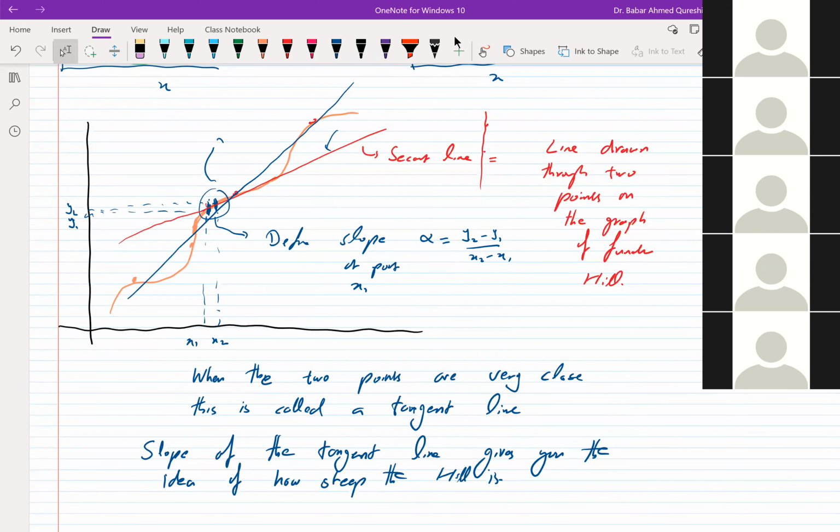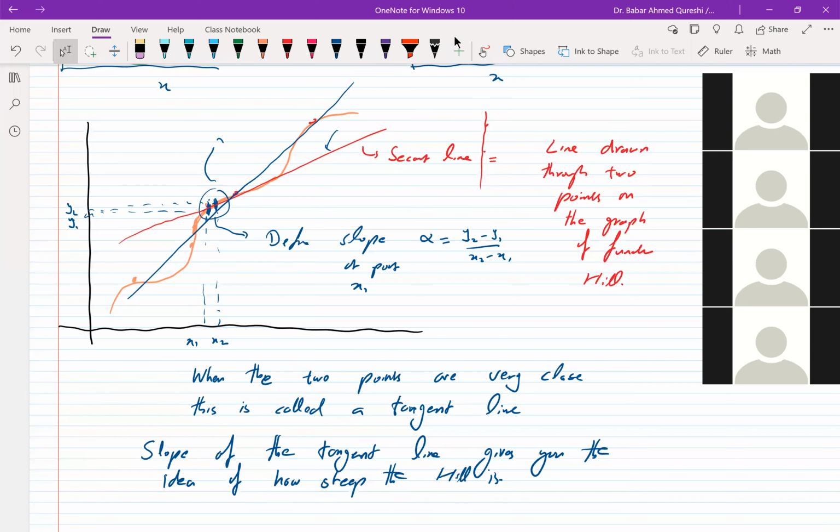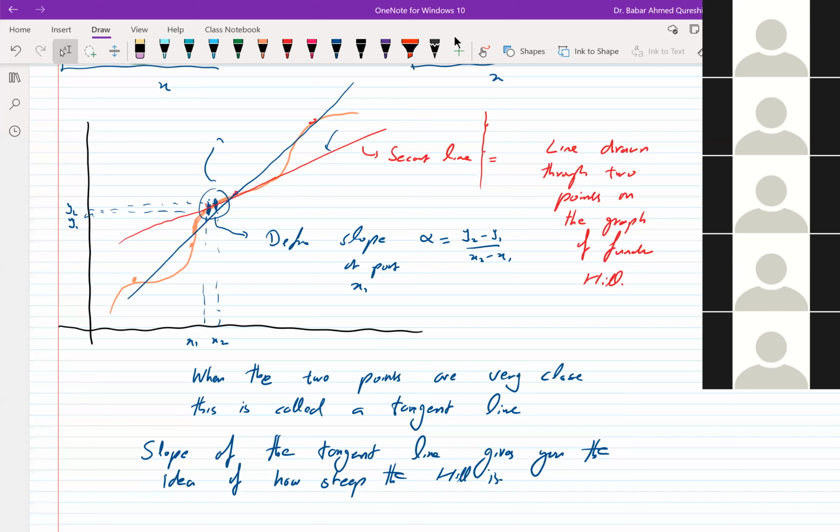Sir, can I speak? Yeah. So the tangent line and the secant line are kind of similar. Yeah, a secant line becomes a tangent line when the 2 points become very close. Shahi, it was Shahi. Okay. Is there another question?